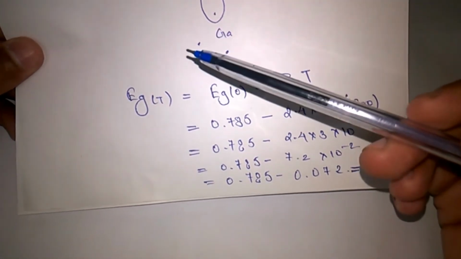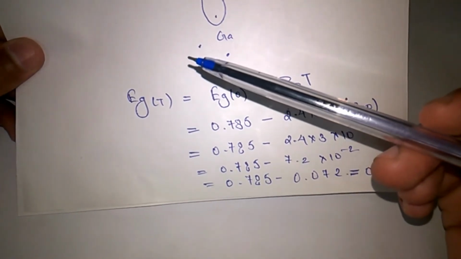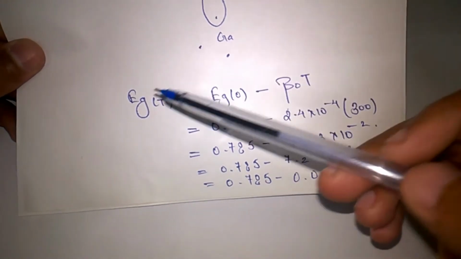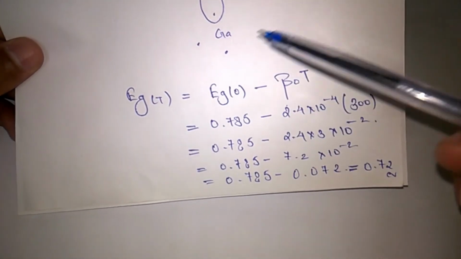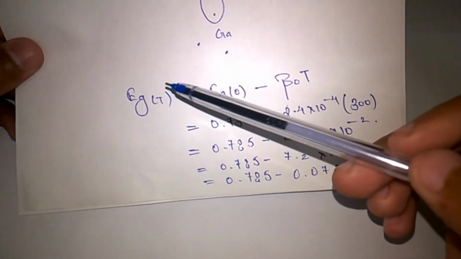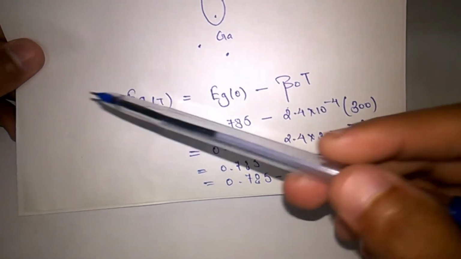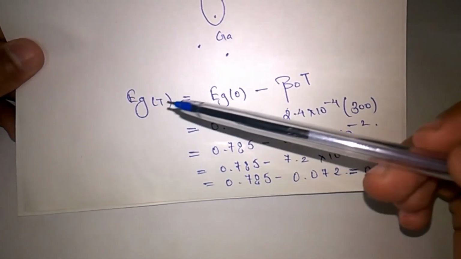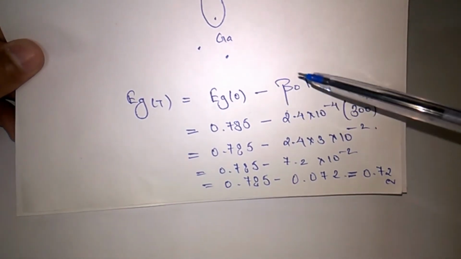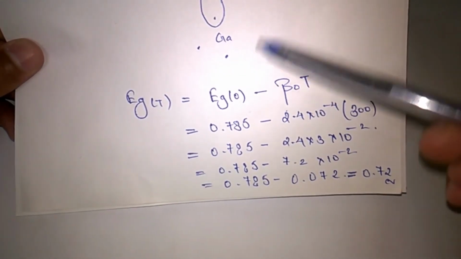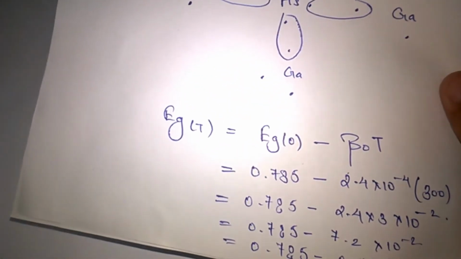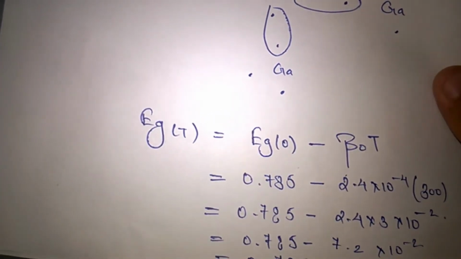We can also find the energy gap at any temperature. As I have told you, on increasing temperature the properties of the material will also change. So if you vary the temperature, the energy gap will also vary, and we can find the energy gap at every temperature by this expression: energy gap at any temperature is equal to energy gap at 0 temperature minus beta naught T. This beta naught is a constant, whose value will be different for different materials.